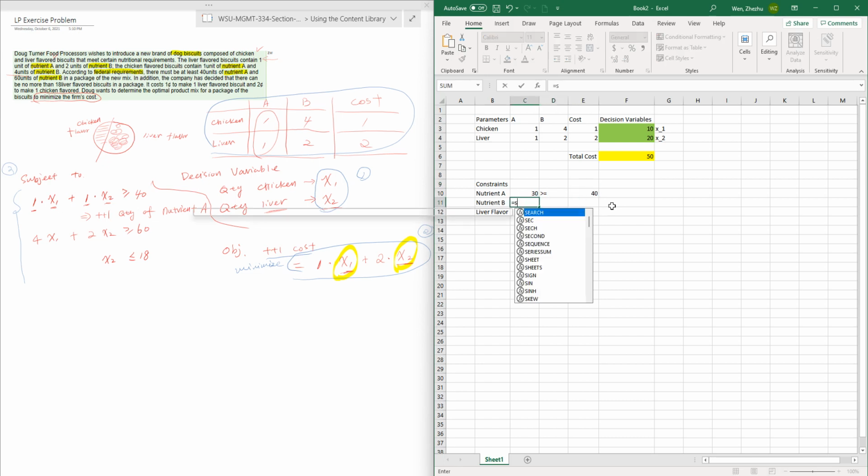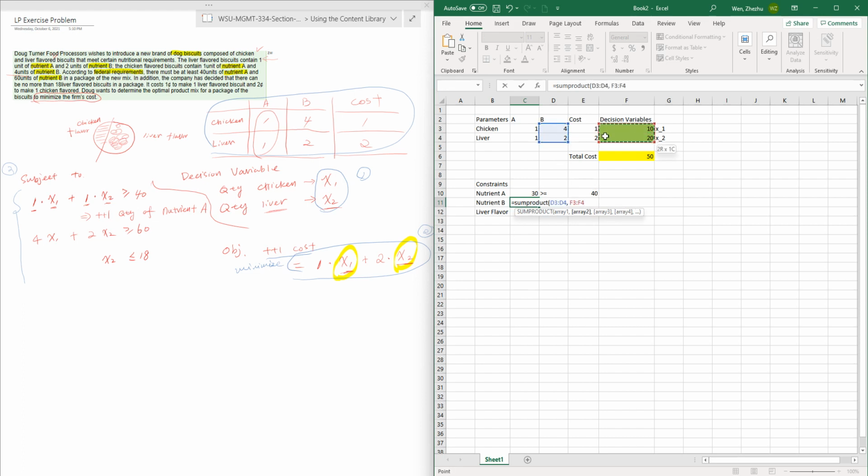What else? So here, for nutrient B, this should not be any less than 60. Okay, and then the third constraint is for the liver flavor. For this, I'm just referencing the liver itself. Okay, hope I'm doing this correctly. I don't want to include more than 18.